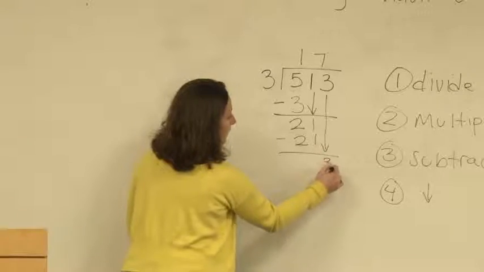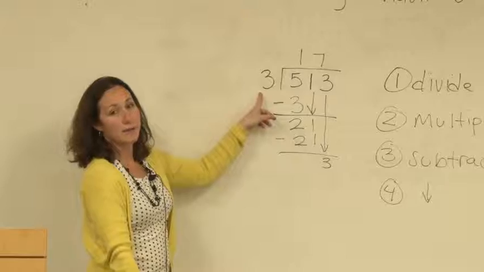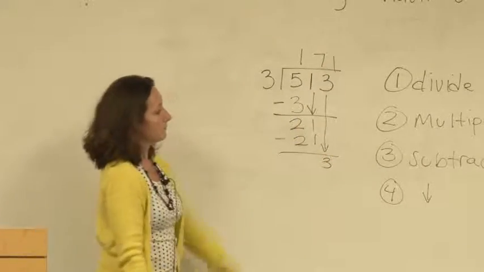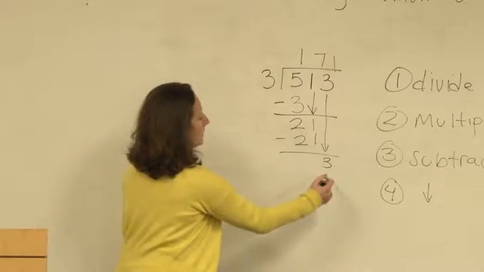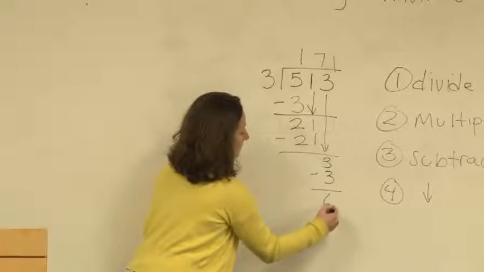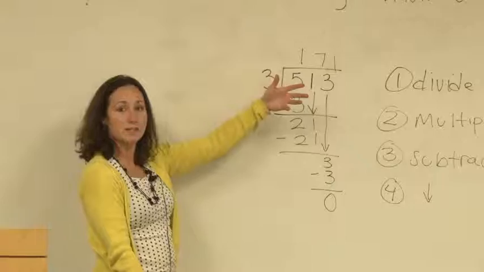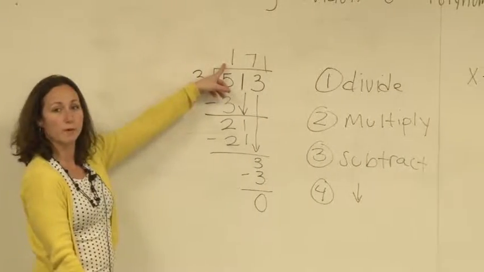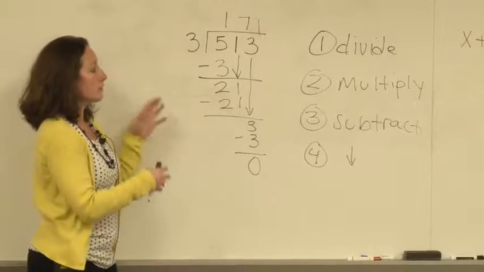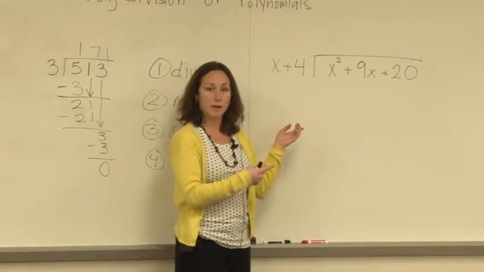I'm going to bring down my 3. I'm up to step 1 again. So let's divide. How many times does 3 fit into 3? 1 time. Multiply. 1 times 3 is 3. Subtract. And we have a 0 remainder. So the quotient, the answer to this division problem, is 171. All right, so we have our 4 steps, something we already know how to do. So let's take these 4 steps, and let's use them over here in long division of polynomials.